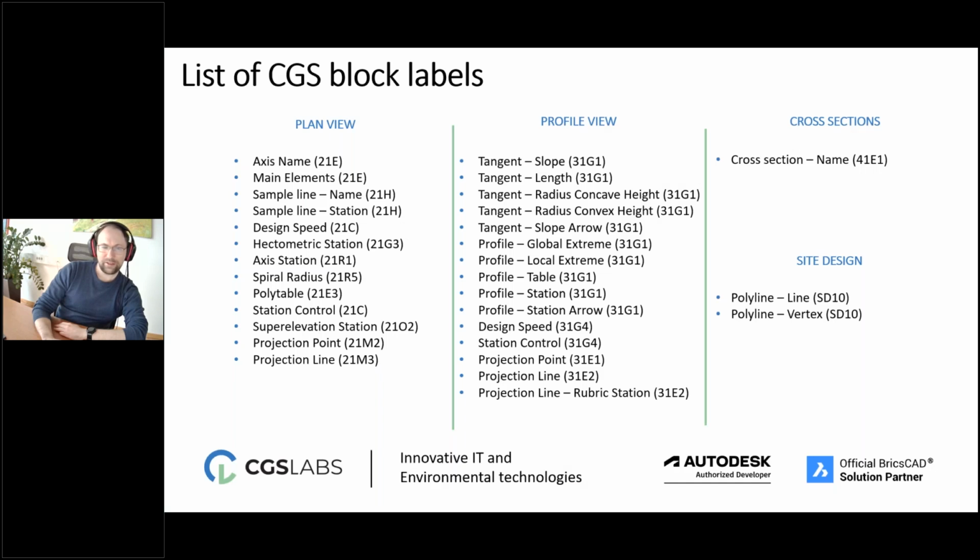So here is actually a list of all the CGS block labels that we have and the associated commands that are used for drawing them. These commands are for PLATEIA, but it's also for FERROVIA and AQUATERRA. Here you can see that there are quite a lot of them in the plan view and the profile view. So when we are drawing the profile line, the tangent line, all of those labels can be changed and can be done so they are annotative and dynamic.